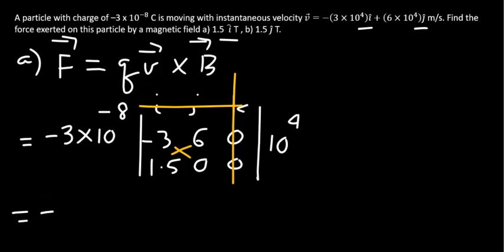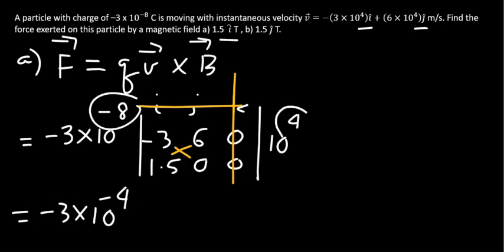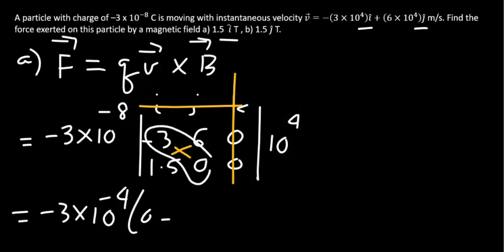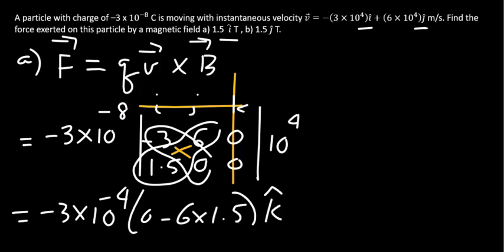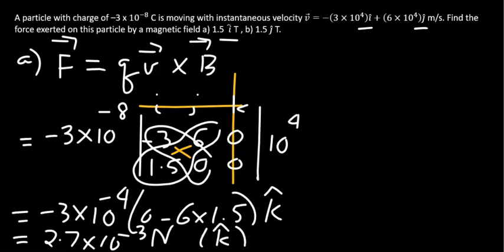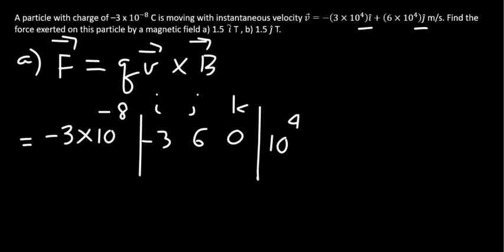So for part A it is minus 3 times 10 to the power minus 4, this times that. Minus 3 times 0 is 0, minus 6 times 1.5, and the direction is along the k hat direction. And that's going to give you an answer of 2.7 times 10 to the power minus 3 newton in the direction of positive z-axis. Now let's do part B.